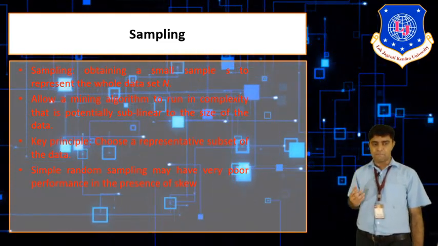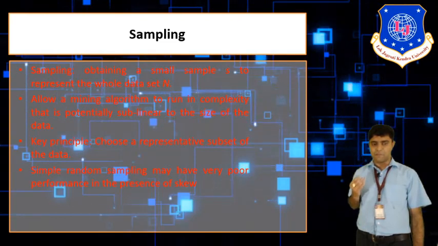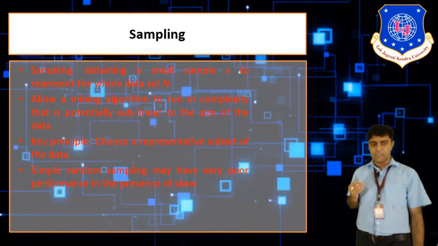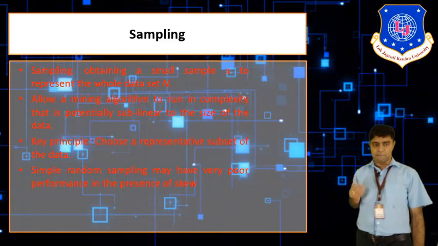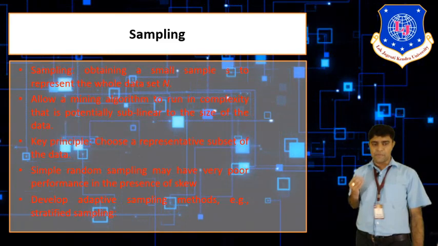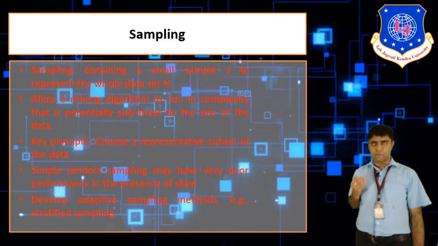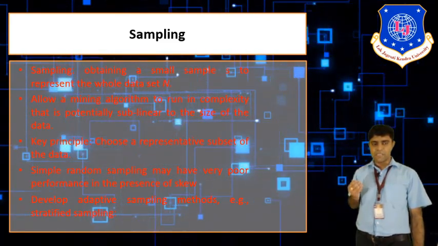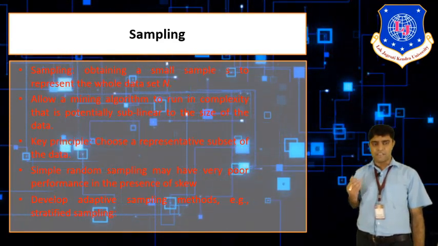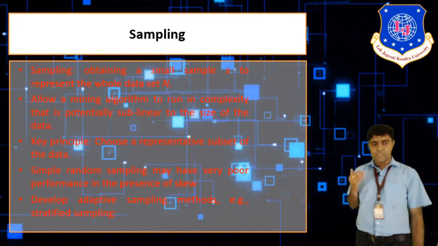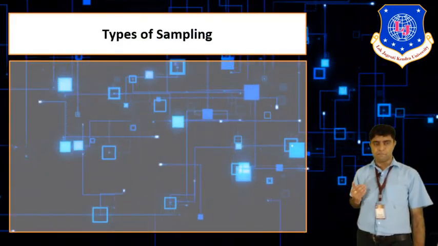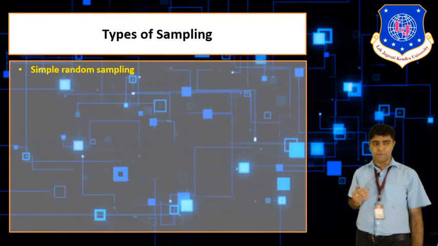Simple random sample method gives very poor performance compared to other methods in sampling. Develop adaptive sampling techniques. Here we will develop different types of adaptive sampling methods, for example stratified sampling. Stratified sampling is the most important and easily used sampling technique. Now we will see various types of sampling technique. So first is simple random sample.